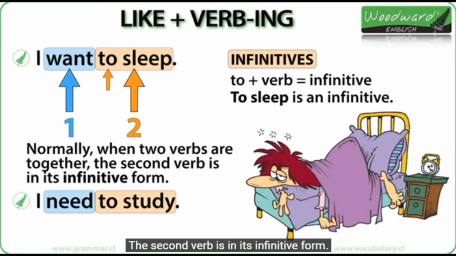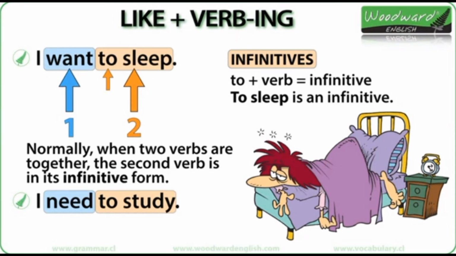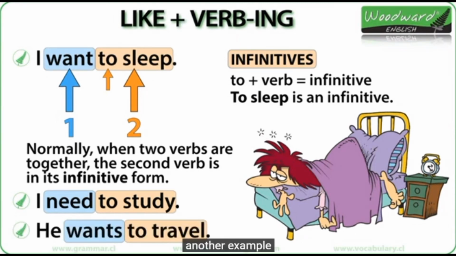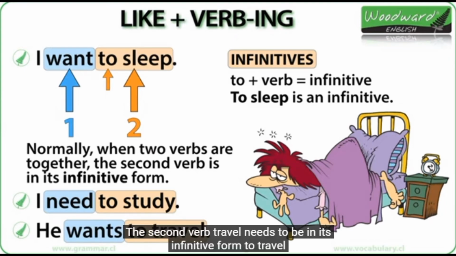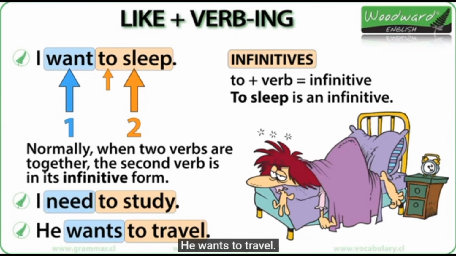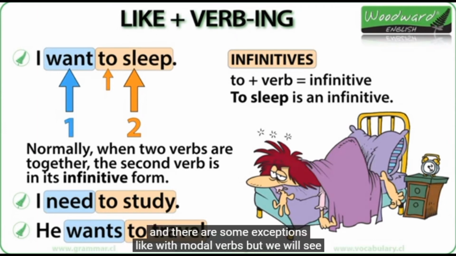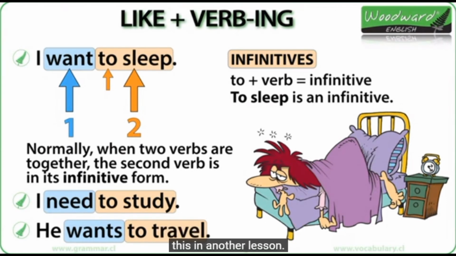The second verb is in its infinitive form, to study. I need to study. Another example, he wants to travel. The second verb, travel, needs to be in its infinitive form, to travel. He wants to travel. This is the general rule about two verbs together, and there are some exceptions, like with modal verbs, but we will study these in another lesson.